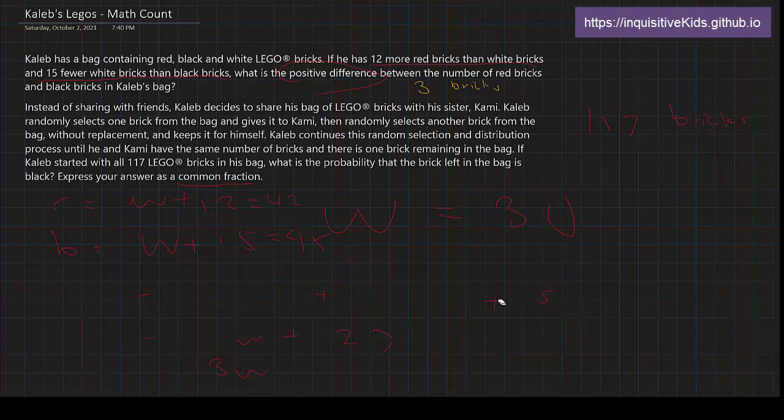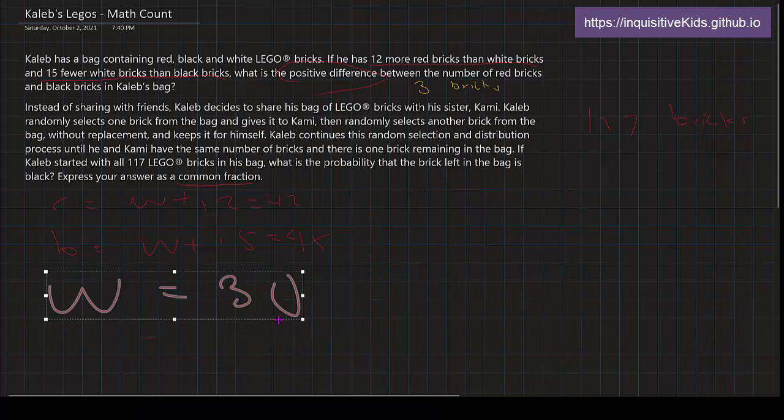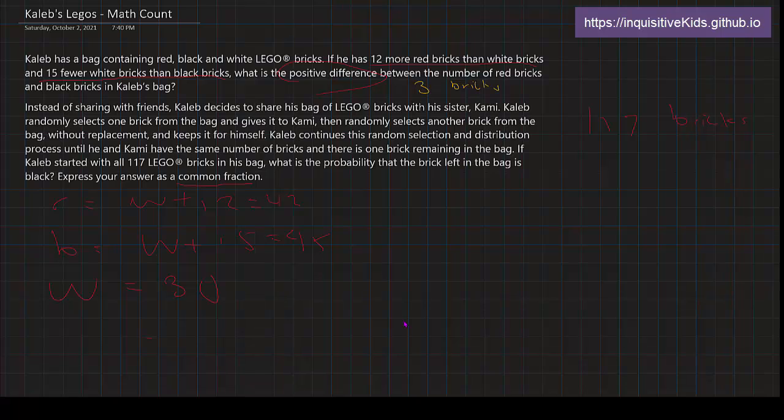Okay, let me quickly erase all of these to clear some more space. This is cramped up. Okay. After we're done with these, what we want to do is find the probability of the black. So we know that the total is 117, and the black is 45.